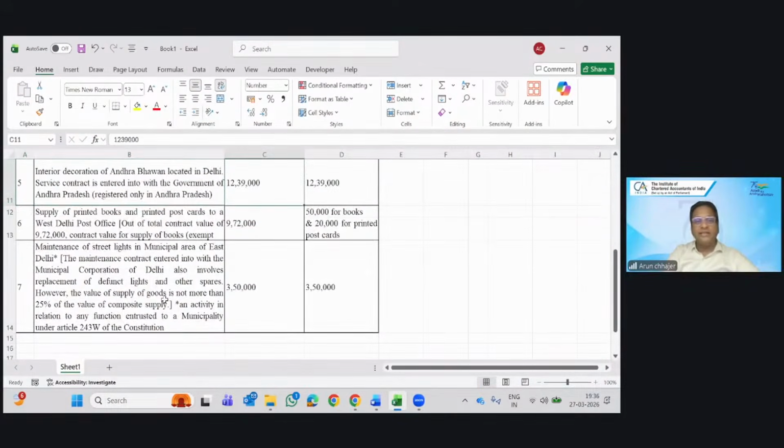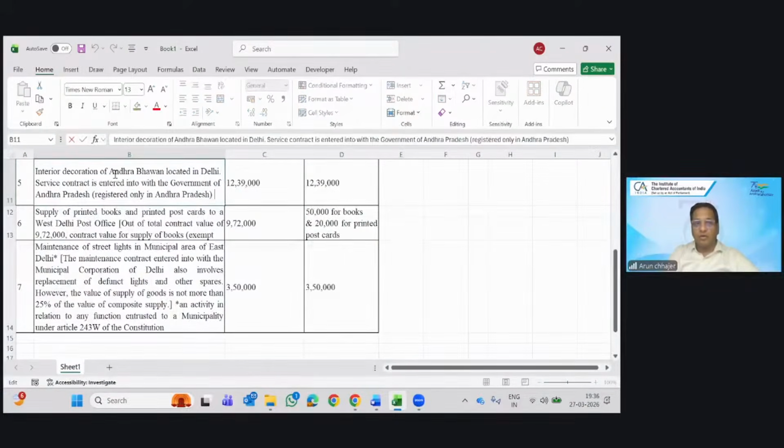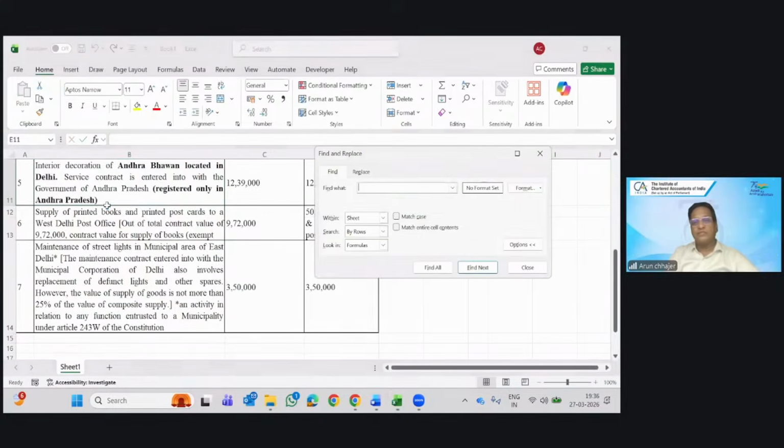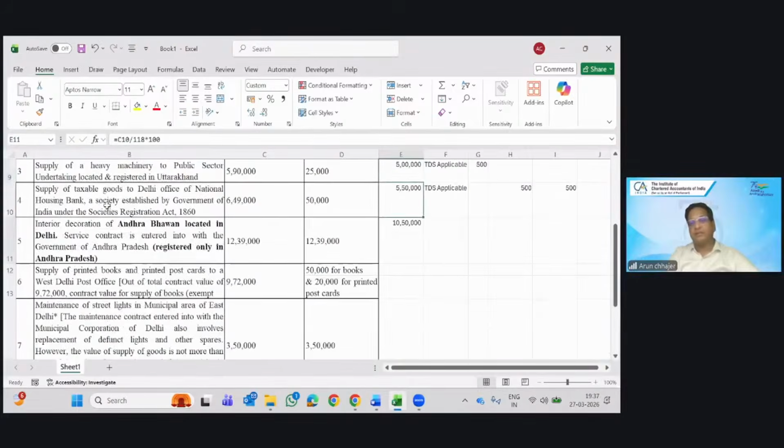Number 5. Interior decoration of Andhra Bhavan located in Delhi. Okay. Service contract is entered into with the government of Andhra Pradesh, registered in Andhra Pradesh. Now, first, let me calculate the taxable value. Taxable value is 10,50,000. So will the TDS be applicable? Answer is yes. TDS applicable. Correct.